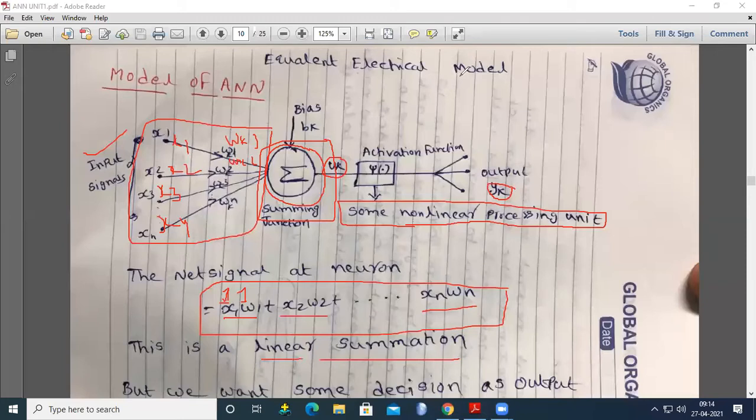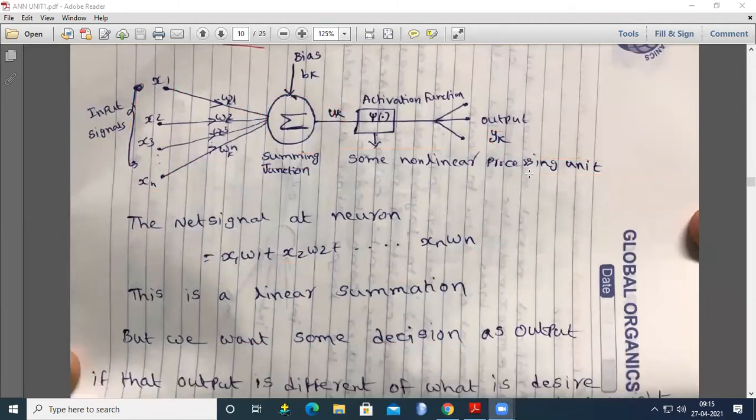But this ANN model, or any ANN model, is developed to find some decision as output. In our previous classes we discussed rainfall prediction as an example. In rainfall prediction, you take many parameters as input and use some linear summation. After that, you activate some function, and based on this function you get some decision. But here the neuron's summing function returns a linear summation, and we want some decision as output.